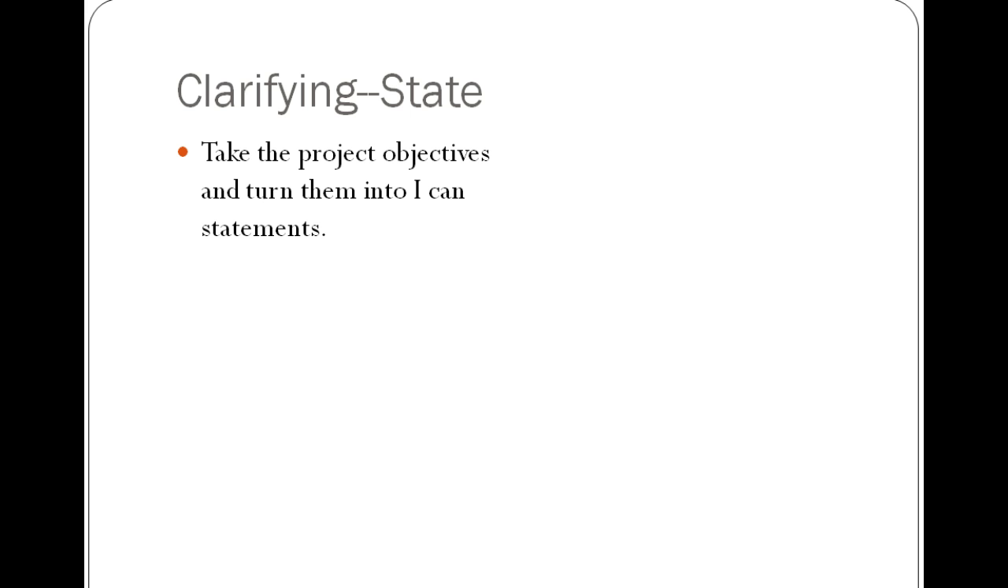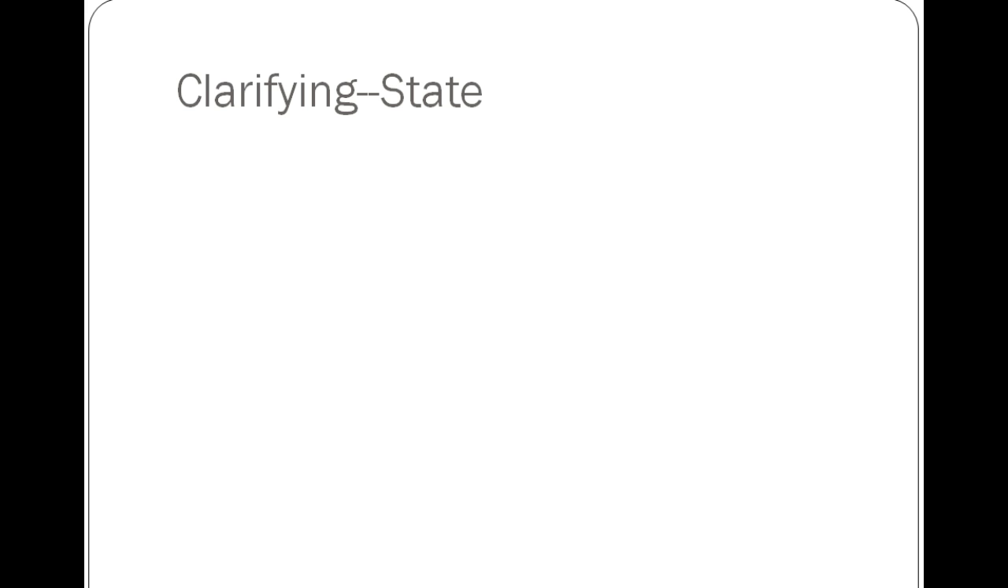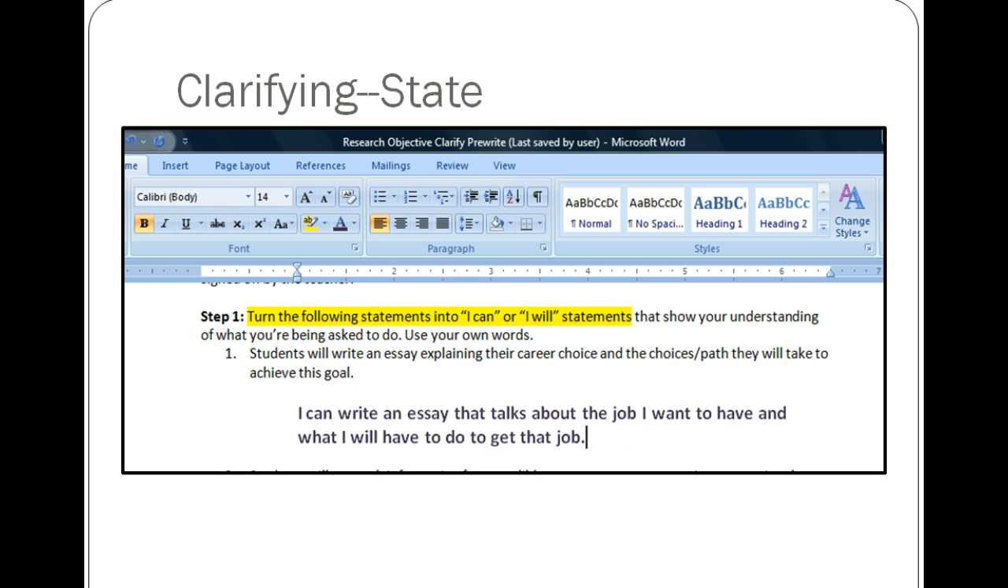Clarifying: when you state things, you're going to take the project objectives and turn them into I can statements. So, you have the statement: students will write an essay explaining their career choice and the choices or paths they will take to achieve this goal. An I can statement you might choose to generate would be: I can write an essay that talks about the job I want to have and what I will have to do to get that job.